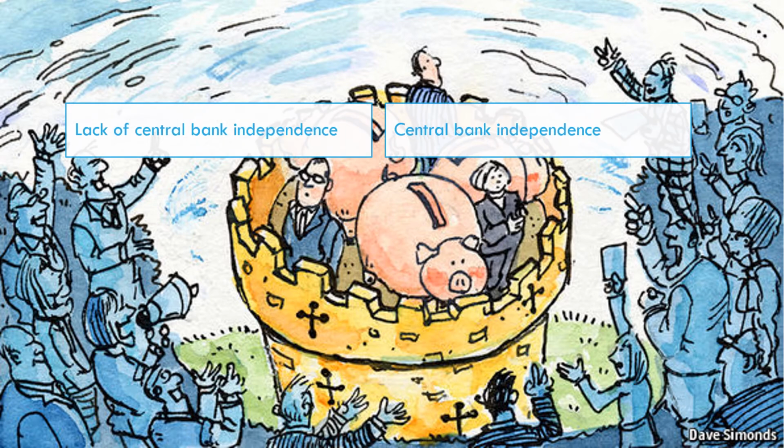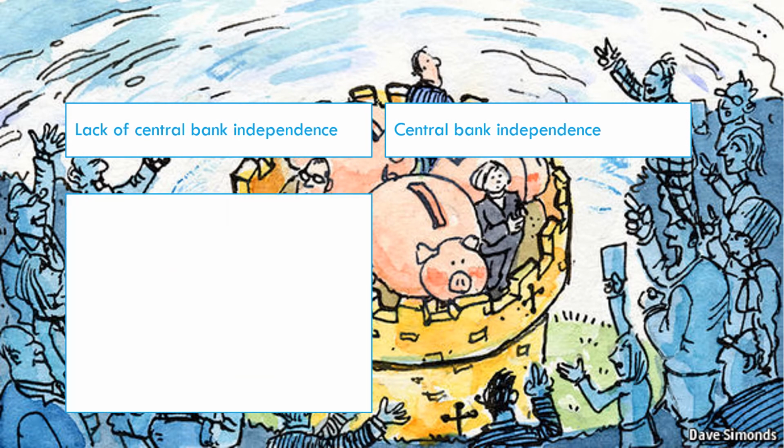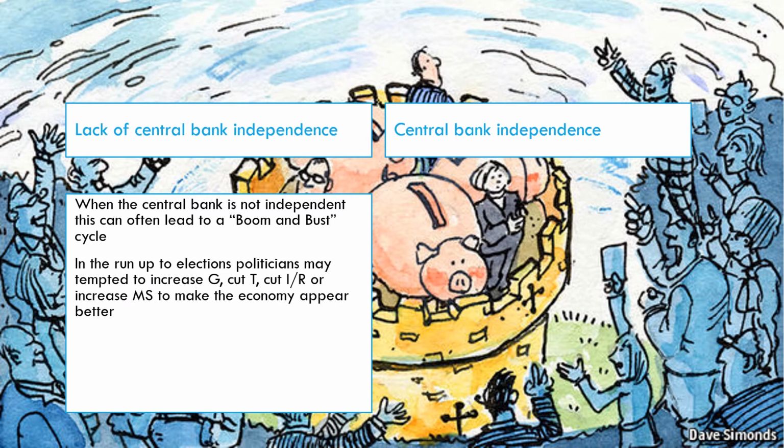So let's explore that idea a little bit further. Countries that do not have independent central banks often experience quite significant economic cycles, periods of boom and bust. And the theory goes that in the run-up to elections, politicians may be tempted to increase government spending or cut taxes, cut interest rates, or increase the money supply to make the economy appear better so that they get re-elected. However, this only creates inflationary pressure, destabilizes the economy, creating more booms and busts, which lead to less confidence and overall a less well-performing economy.